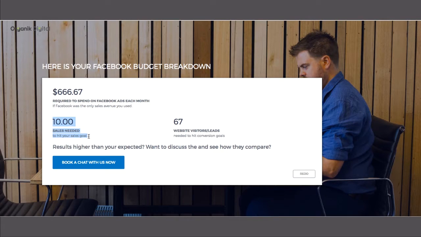To break it down a bit further, here is the number of sales you need to make to hit your total sales amount. And this number here is the number of visitors or leads you need at your current conversion rate to make that amount of sales. If you want to take the quiz again, you can hit the redo button here and go back and enter some different numbers and see how it affects your results.